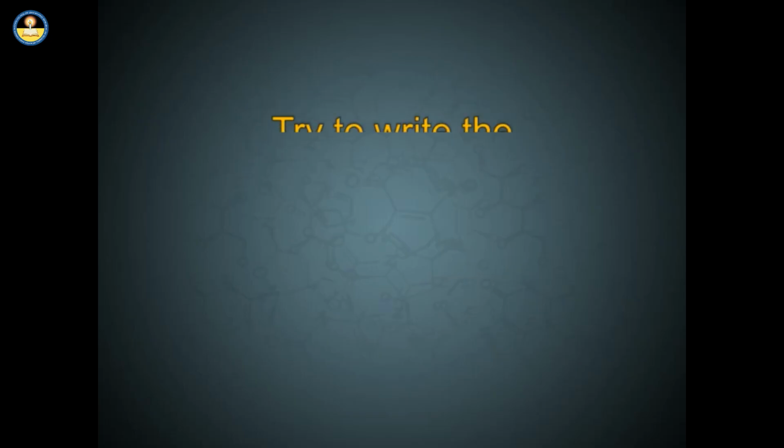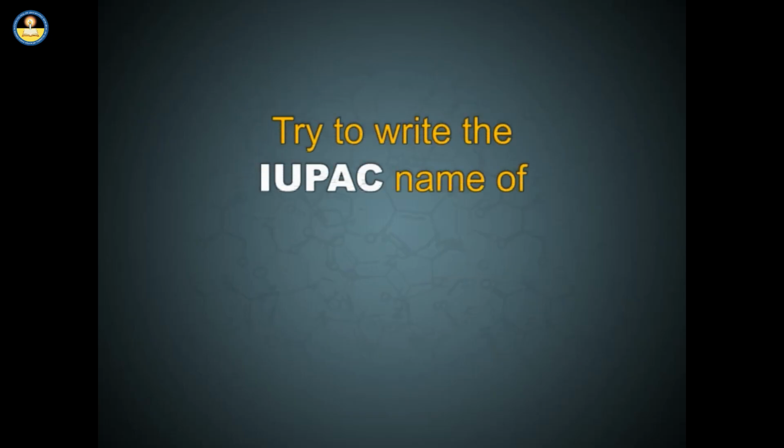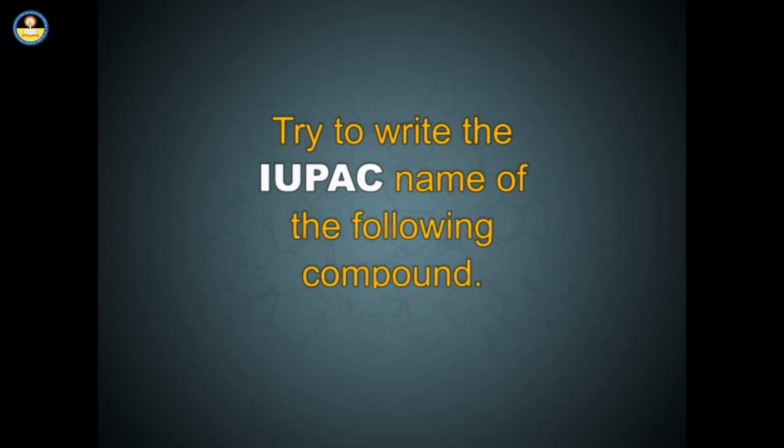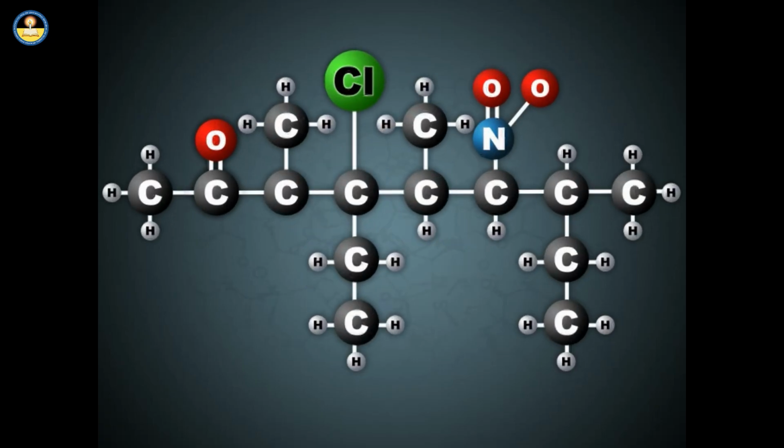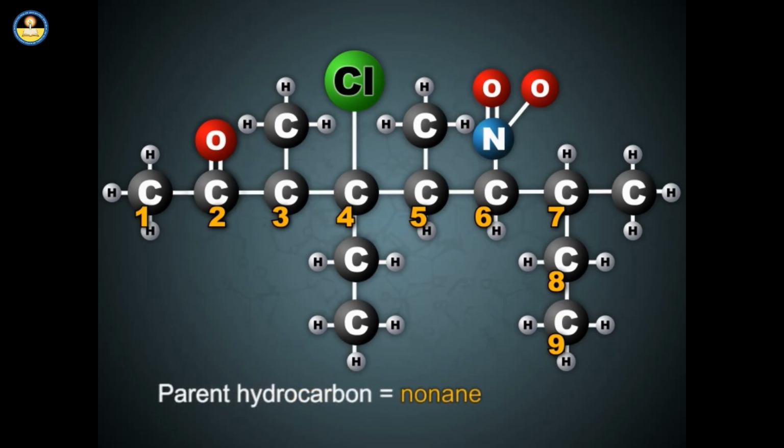It's time to check our knowledge. Let us try to write the IUPAC name of the compound shown on the screen. And the solution is: let us start numbering the carbon atoms. Its largest chain has C9 carbon atoms, hence its word root is non. Its parent hydrocarbon is nonane.